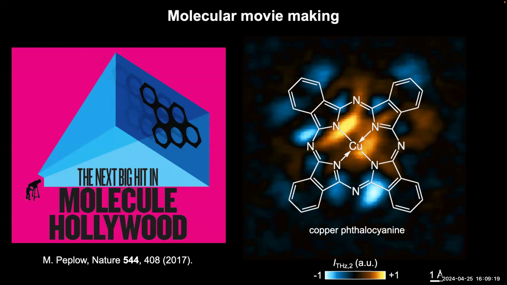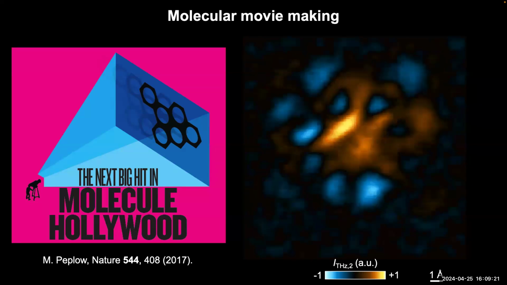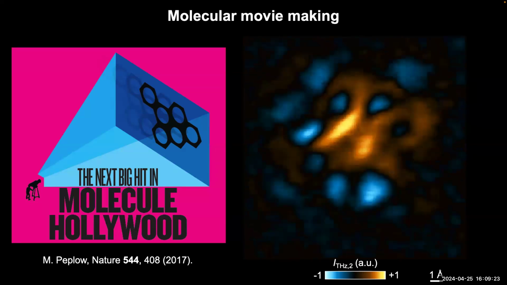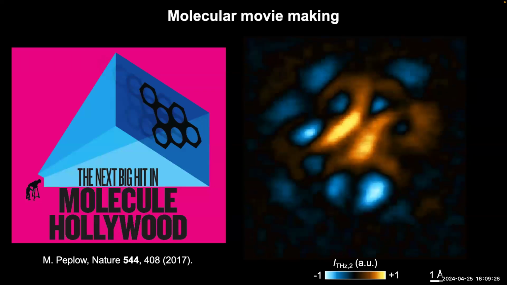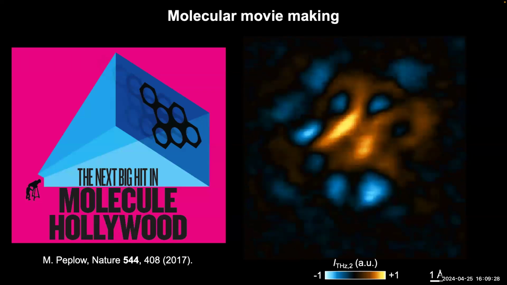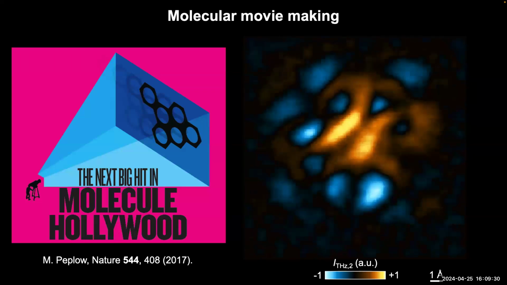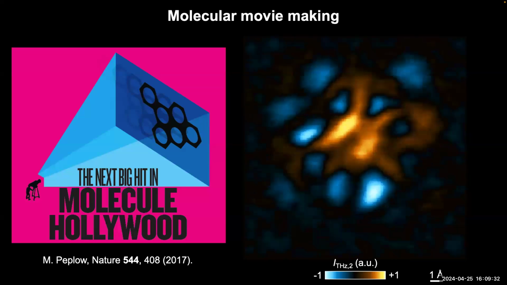Okay, so what we can do is even take an image like this. So here's a molecule of copper thiocyanide. And what we can do is take images as a function of time after the first pulse to see this thing moving. Now, I have to admit, this is a little bit of a convolution.